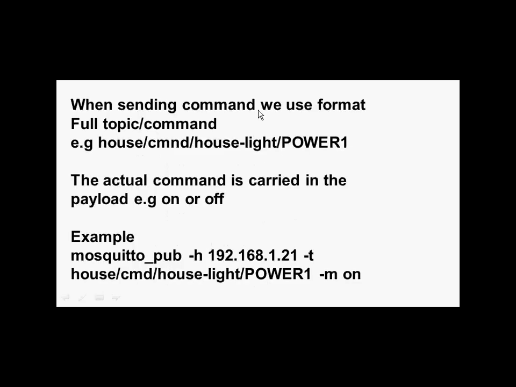Now this is a structure of the command. This is the MQTT topic. It's full topic slash command, so we've got house, command, house light, which is the device, and power one if you want to turn the power on and off.